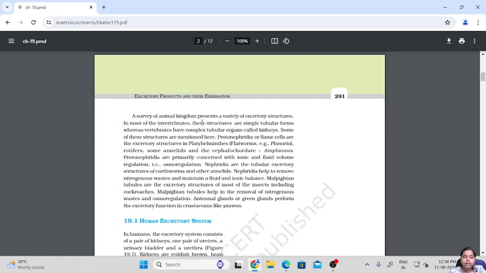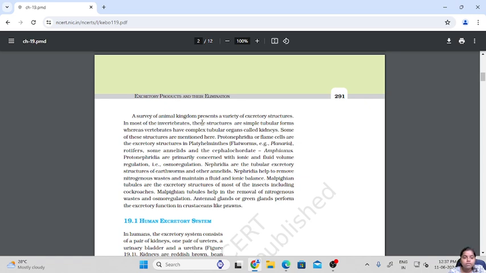Then a survey of the animal kingdom presents a variety of excretory structures. In most of the invertebrates, these structures are simple tubular forms, whereas vertebrates have complex tubular organs called kidneys. Some of these structures are mentioned here in this chapter. Protonephridia or flame cells are the excretory structures in the platyhelminthes. Platyhelminthes are normally the flatworms, and one of the examples given in the textbook is planaria.